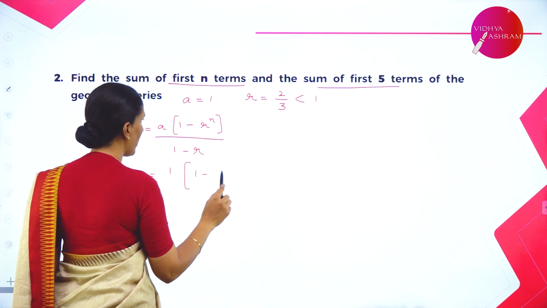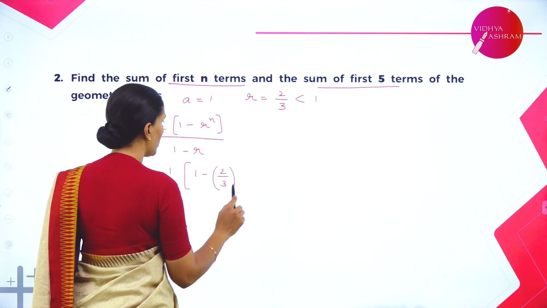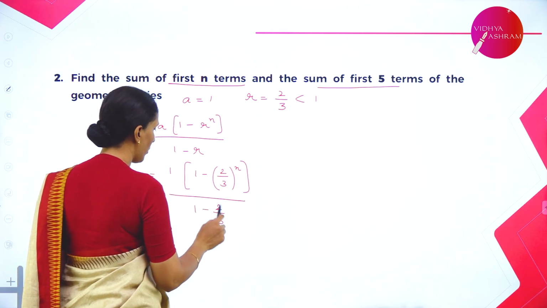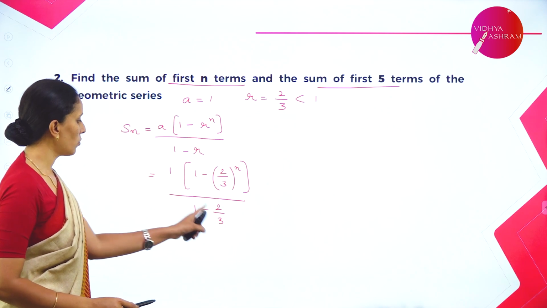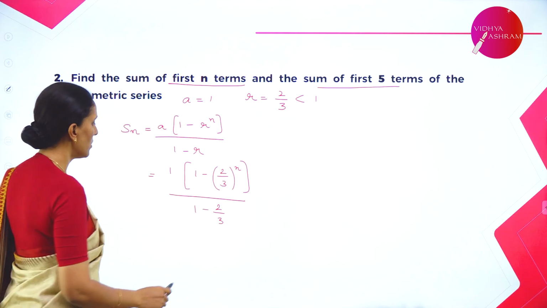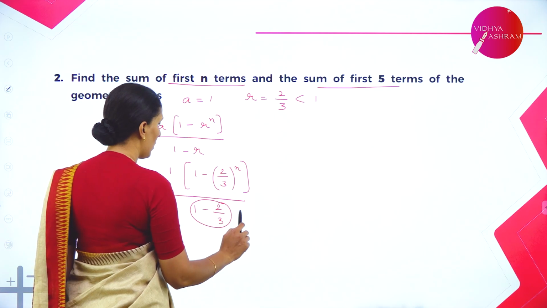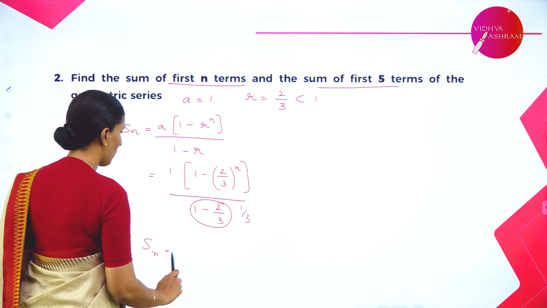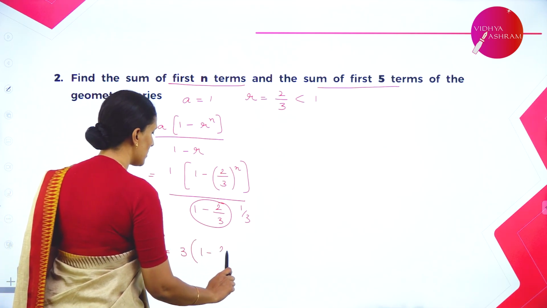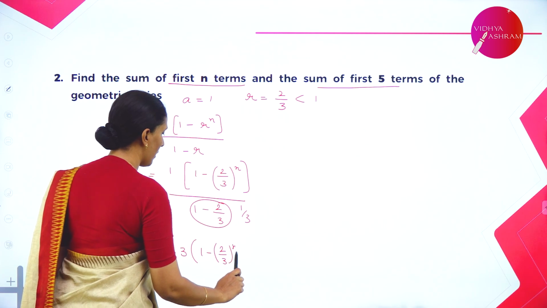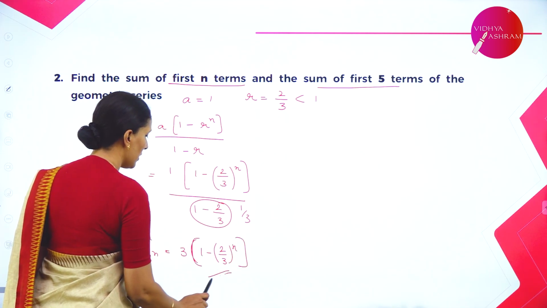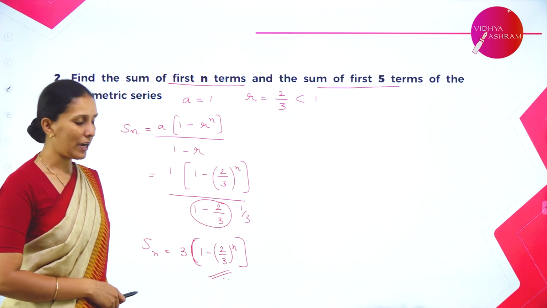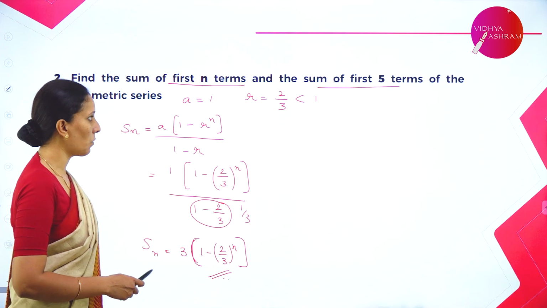So here I will get 1 minus 2 by 3 whole to the power n, divided by 1 minus 2 by 3 here. So if you solve the denominator 1 minus 2 by 3, you will get it as 1 by 3. So this is equal to 1 by 3, and 1 by 3 I can multiply here. So therefore Sn is equal to 3 into 1 minus 2 by 3 whole to the power n. So this is the sum of n terms of the given series. Now the same should be expressed as the sum of first 5 terms. That means I can take the value of n is equal to 5 here.